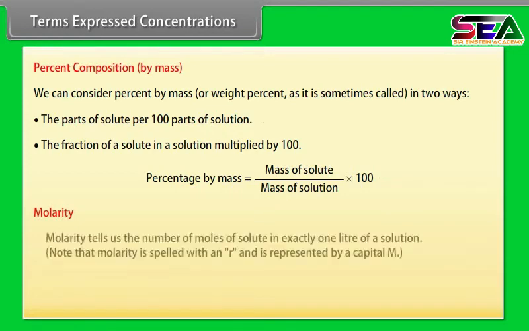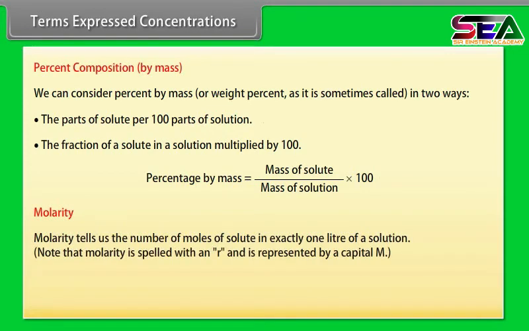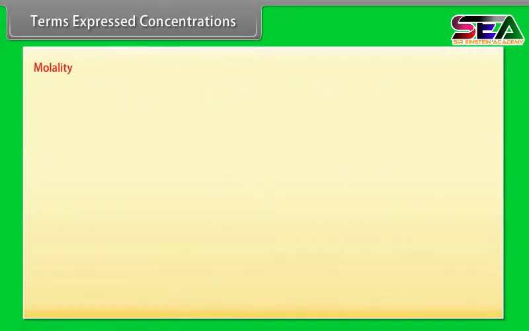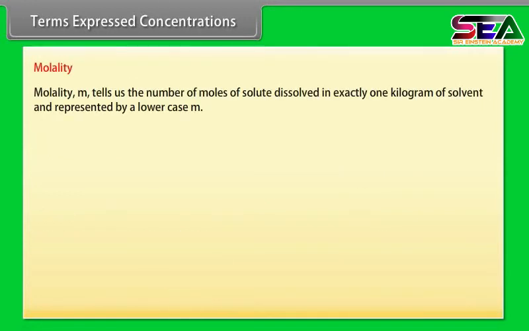Molarity. Molarity tells us the number of moles of solute in exactly 1 liter of solution. Note that molarity is spelled with an R and is represented by a capital M. Molarity is equal to moles of solute upon volume of solution in liters. Molality. Molality tells us the number of moles of solute dissolved in exactly 1 kilogram of solvent and is represented by a lowercase m. Molality is equal to moles of solute upon mass of solvent in kilograms.